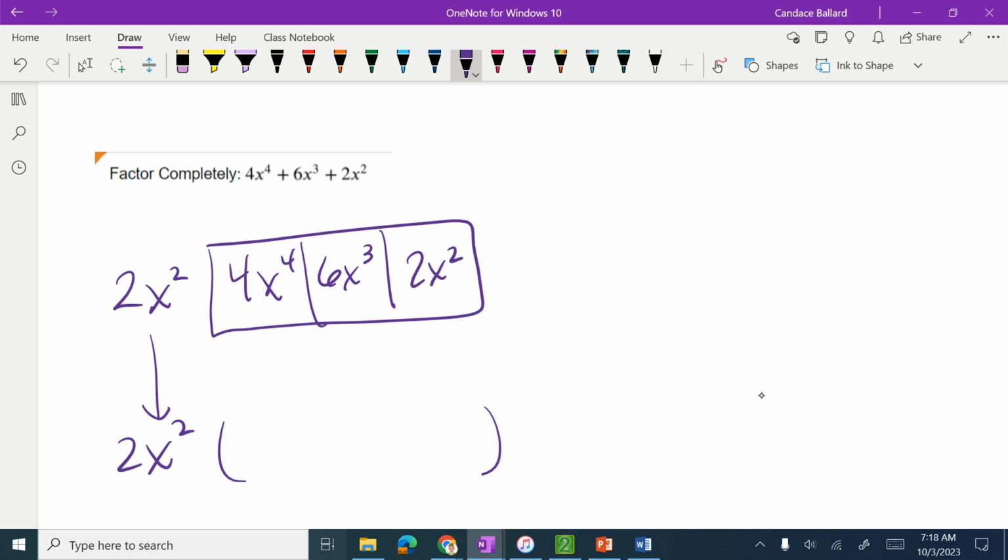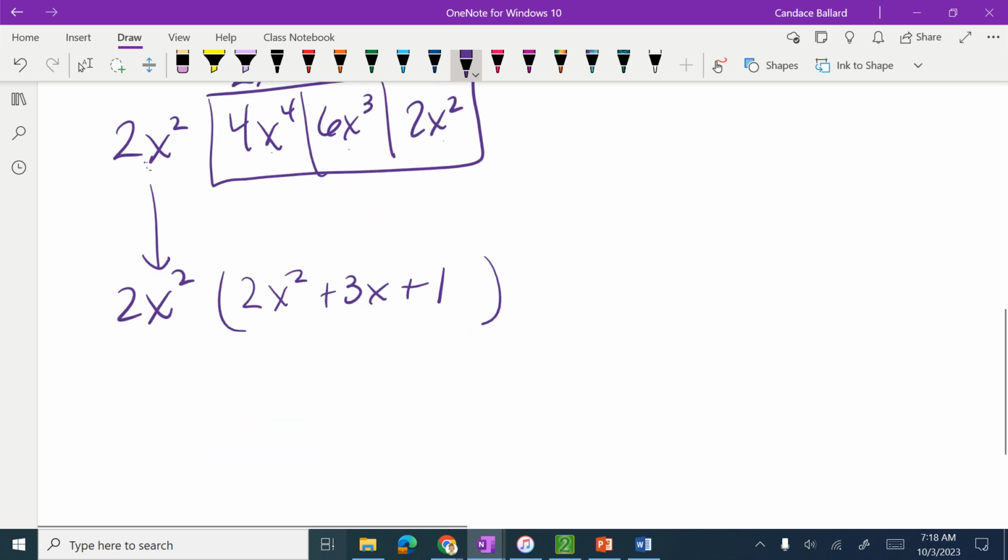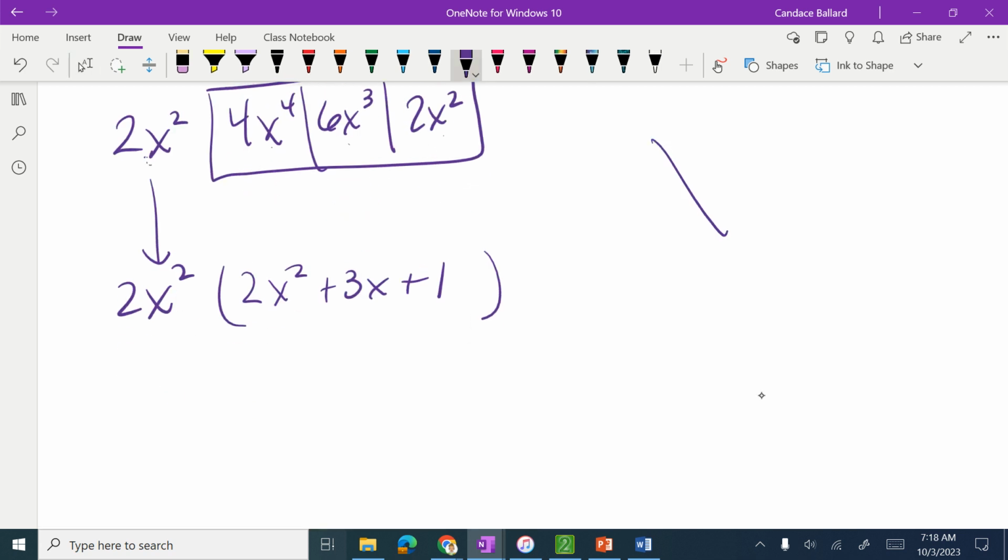All right, so I ask myself what times 2x squared is 4x to the fourth, and that would be 2x squared. Then I ask myself what times 2x squared is 6x cubed, which would be 3x. And then I ask myself what times 2x squared is 2x squared, and that would be 1. So now I'm going to drop this down here. So 2x squared plus 3x plus 1. I've got a trinomial. That means I need to try a magic x.